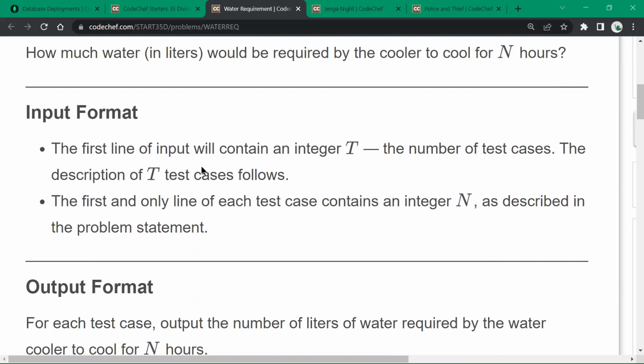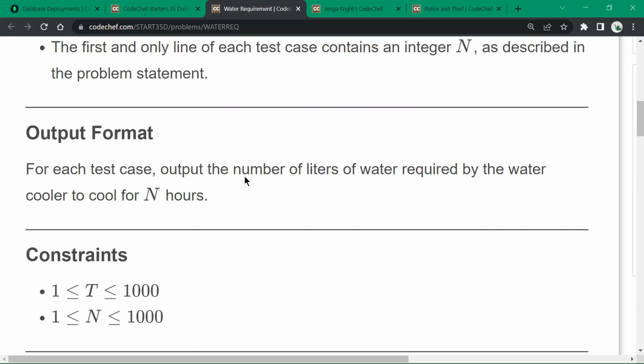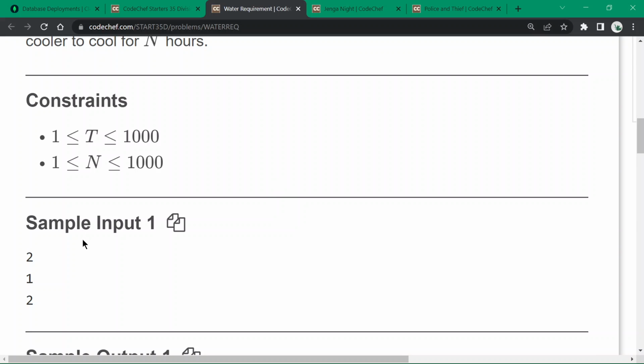The input format is T for the number of test cases, and for each test case, the first and only line contains an integer N, the number of hours we need to cool the water cooler. For the output, we have to print the liters of water required to cool the cooler for N hours. This is simply a multiplication.